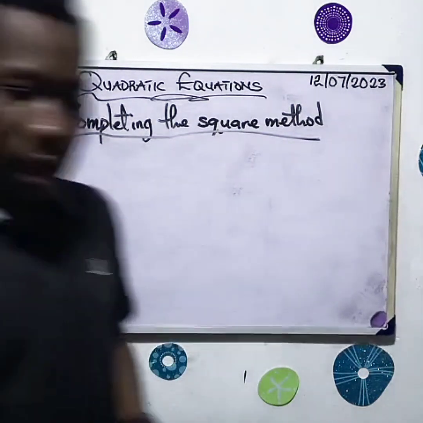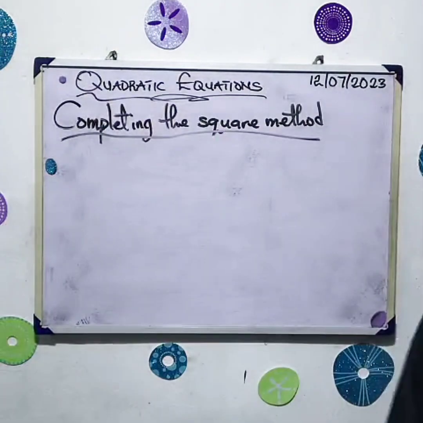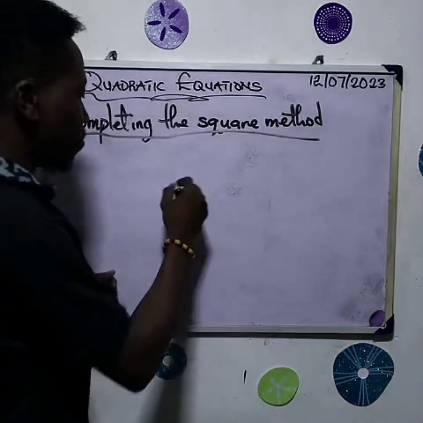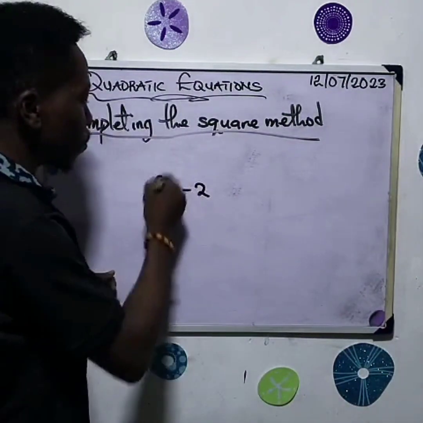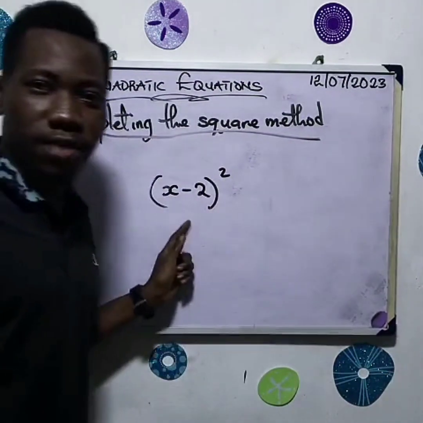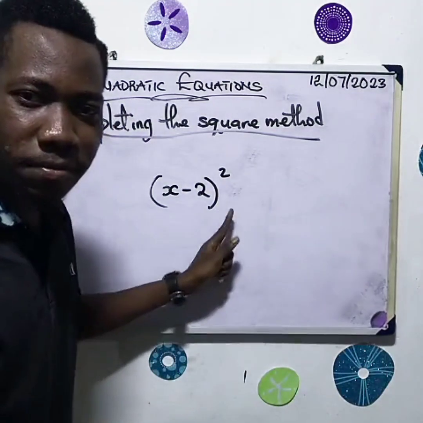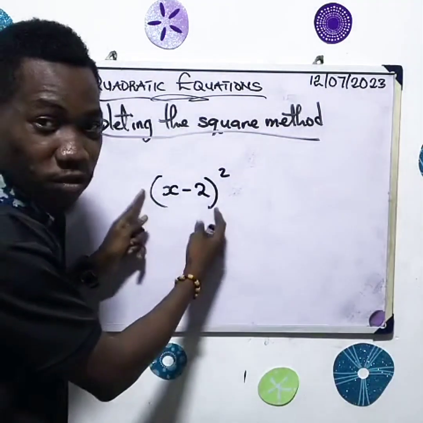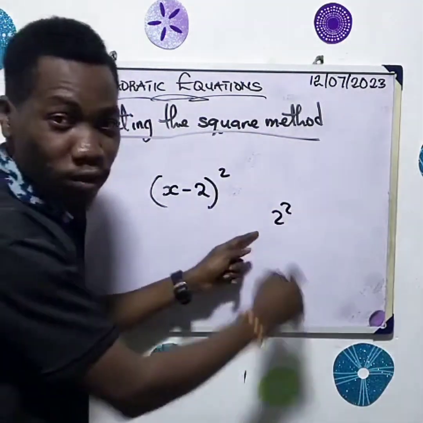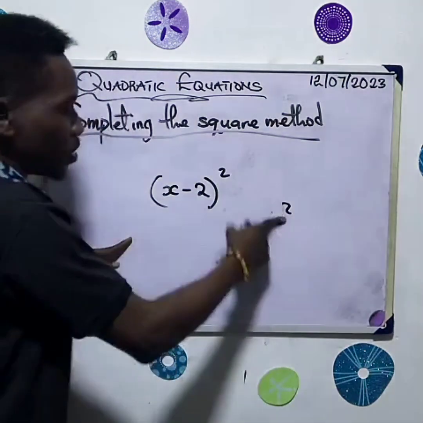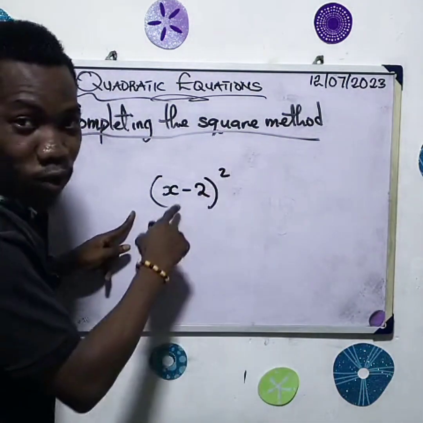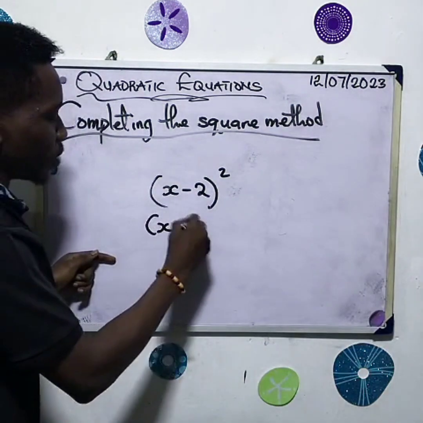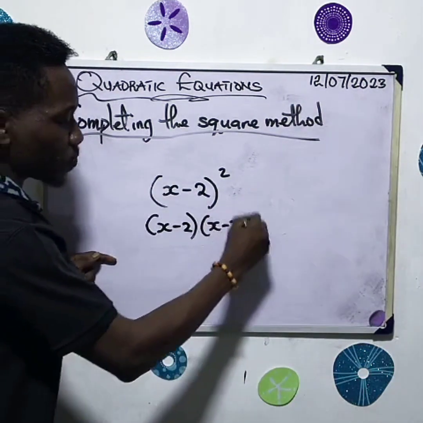Okay, now I want to point out something. Take note of this, please. If you have x minus 2 squared, what does it mean? Of course, squared means you have to multiply. 2 squared means you multiply 2 by 2. So x minus 2 squared means you multiply this expression by itself, giving x minus 2 times x minus 2.